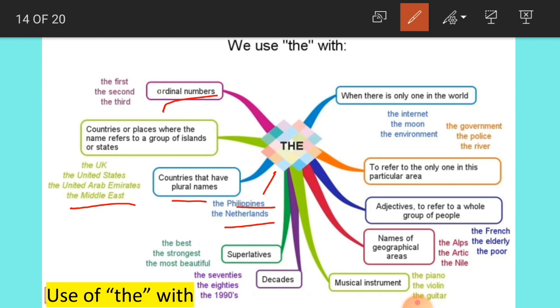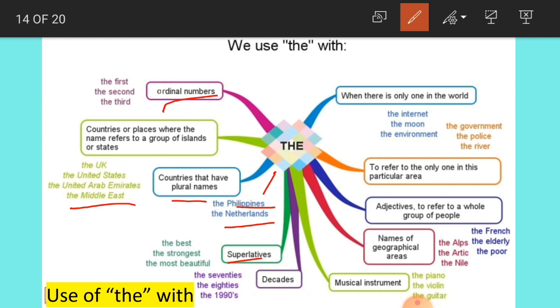Then here again, superlative degrees. For example, beautiful, most beautiful. So here most becomes the superlative degree. So, she is one of the most beautiful girls in the school. Okay, so the, because we are placing it before the superlative degree most. Here see, the best, the strongest, the most beautiful.